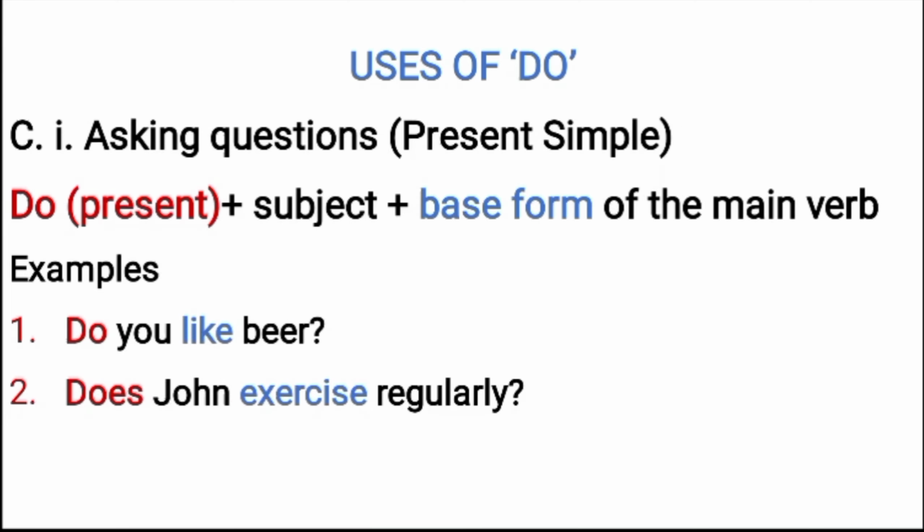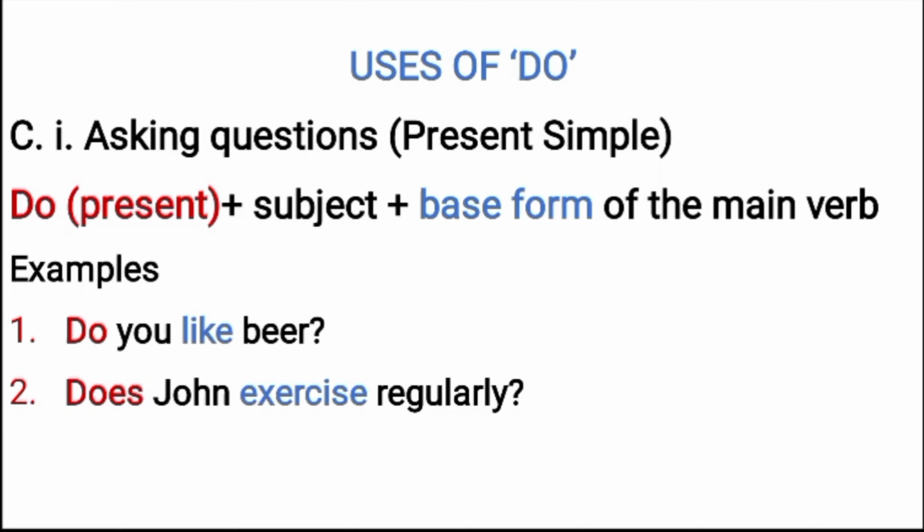The verb do can also be used to ask questions either in the present simple or in the past simple. Ci, asking questions, present simple. The form is the present form of the auxiliary verb do, which is do or does, plus the subject, plus the base form of the main verb. Let's take a look at the following examples. Example 1. Do you like beer? The present form of the verb do, which is do, is used with the subject you, followed by the base form of the main verb, which is like.